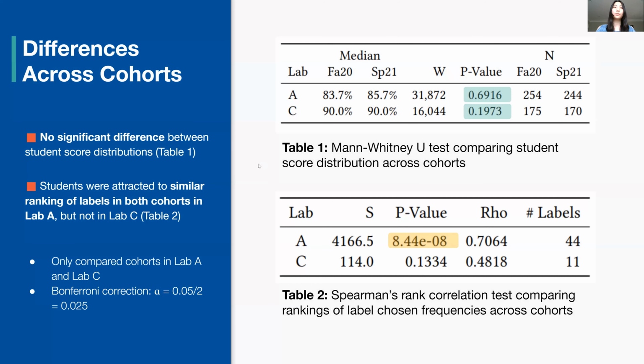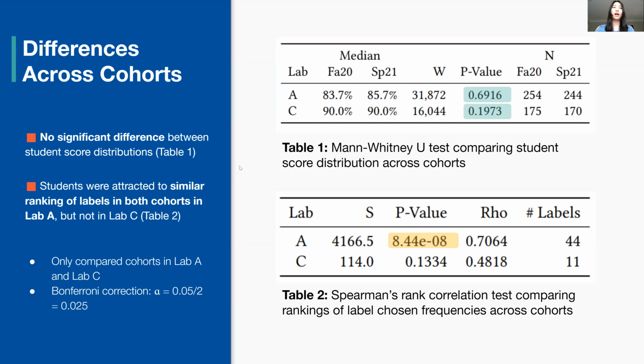And finally, we compared the differences across the 2 semesters. First of all, we're going to examine this from a student performance perspective. Through a Mann-Whitney U-test, we found that there's no significant difference between students' score distributions across the 2 semesters in the 2 labs that we examined. Also, it is worth noting that we only examined Lab A and C instead of all 4 labs because only Lab A and C had matching concepts and topics.